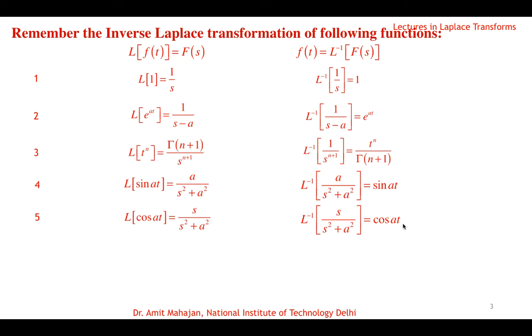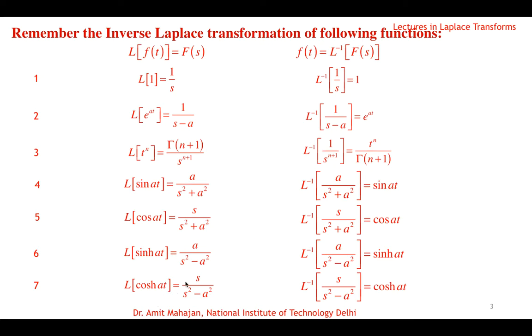Then we set two results for hyperbolic. Laplace of sine hyperbolic at is a over s square minus a square, and so Laplace inverse of a over s square minus a square is sine hyperbolic at. And similarly Laplace of cos hyperbolic at is s over s square minus a square. So Laplace inverse of s over s square minus a square is cos hyperbolic at.